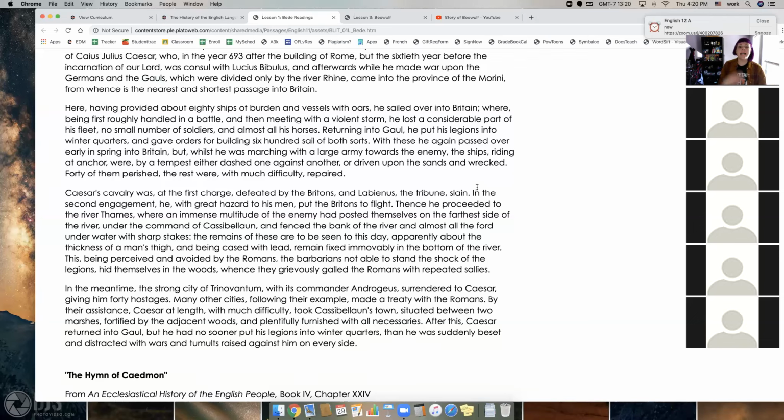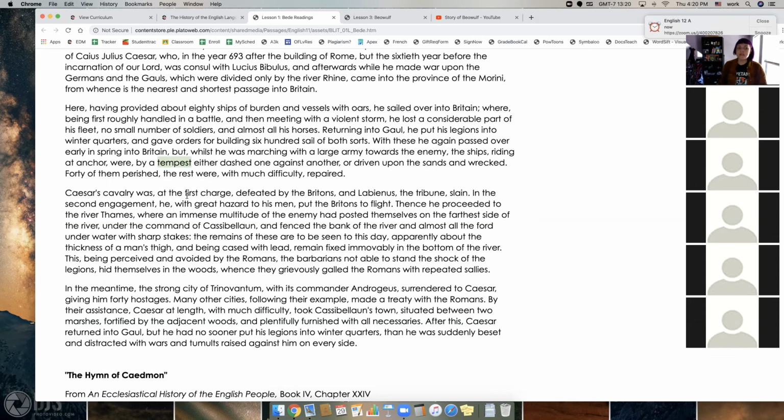With these, he again passed over early in spring into Britain, but whilst he was marching with a large army towards the enemy, the ships riding at anchor were, by a tempest, either dashed against one another or driven upon the sands and wrecked. 40 of them perished, the rest were, with much difficulty, repaired.